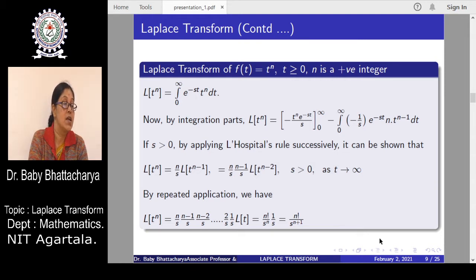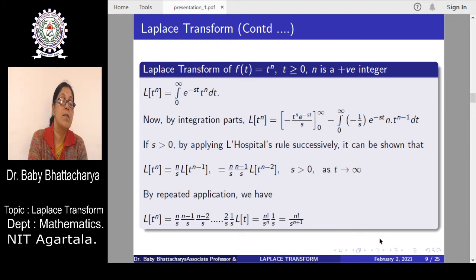Continuing this, we have n by s into n minus 1 by s times the Laplace transformation of the function t^(n-2) for s greater than 0, as t approaches infinity. So, after applying this L'Hospital rule, we are now at a stage where the Laplace transformation of t^n equals n by s into n minus 1 by s, and the remaining is the Laplace transformation of t^(n-2).